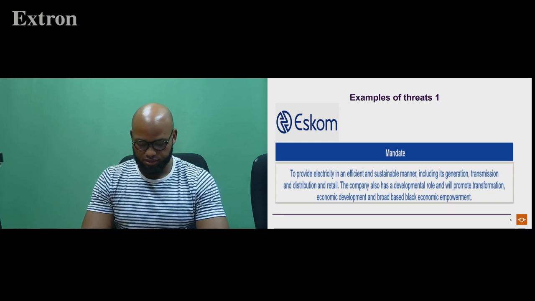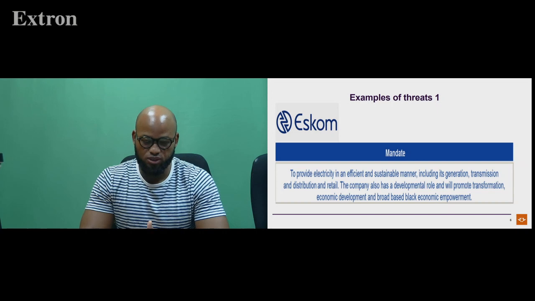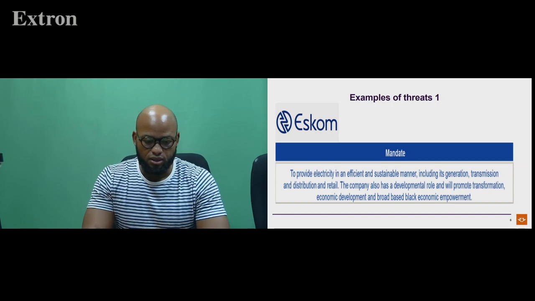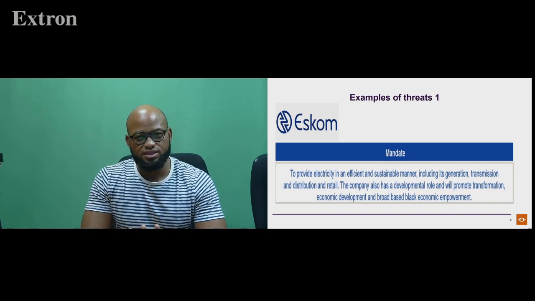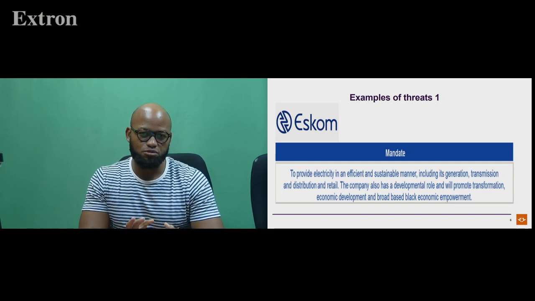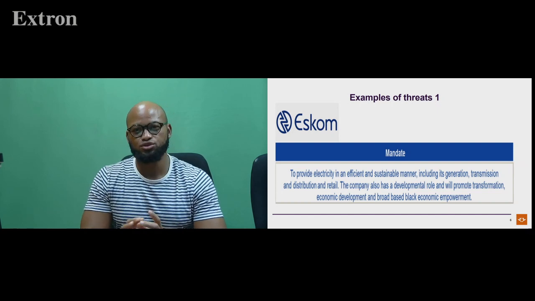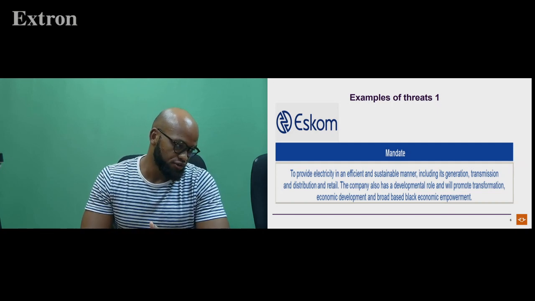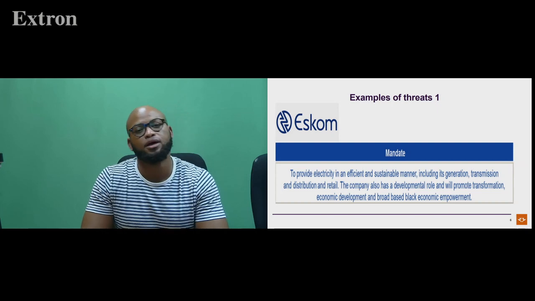Let's think about a couple of practical examples in the real world of threats to an organization's activities. Before I get into these, I want you to notice that you cannot understand what a risk is if you do not understand the objectives, from a value creation perspective, of a company. In order to understand a risk, you have to understand it within the context of the objectives of a value creating company.